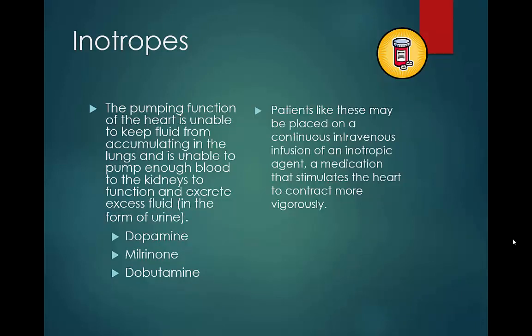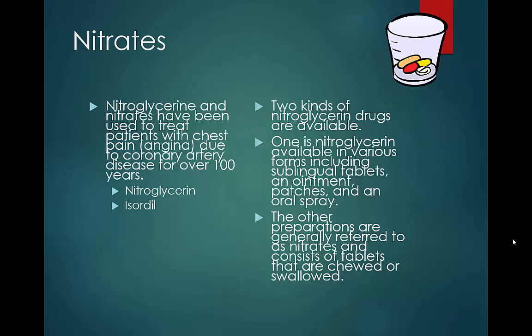And then inotropes is dopamine, dobutamine. In heart failure, the pumping function of the heart is unable to keep fluid from accumulating in the lungs and is unable to pump enough blood to the kidneys. So we would give patients an inotrope. They may have a continuous IV infusion, but anyway, the inotropes stimulate the heart to contract more vigorously. So if a patient has poor LV function, we would give them an inotropic agent.